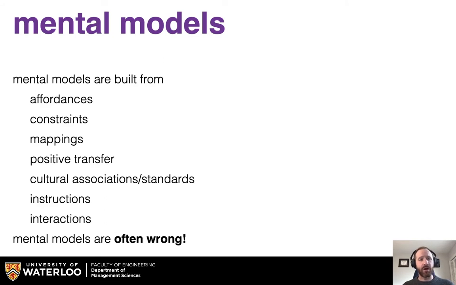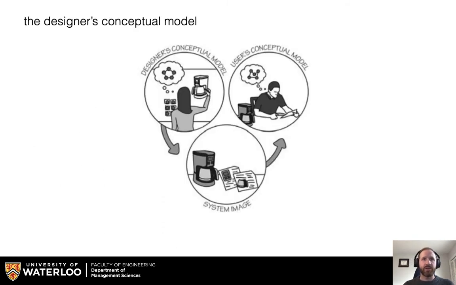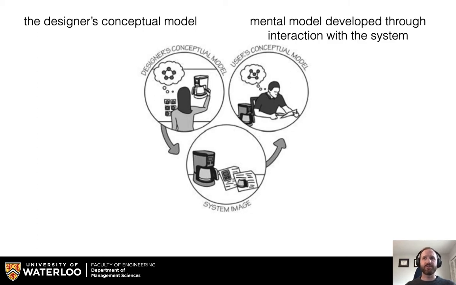And mental models are often wrong. What you have in the head is not necessarily what the designer wanted to do. You have the designer's conceptual model. Remember when we talked a little bit about conceptual design? This is how things work in the mind of the designer and how they intend things to work. And then you have the mental model that the user develops through interaction with the system.